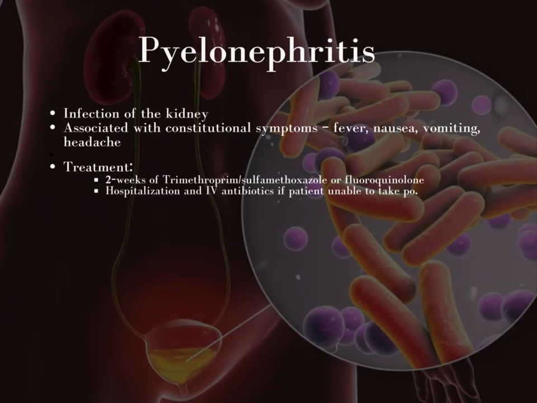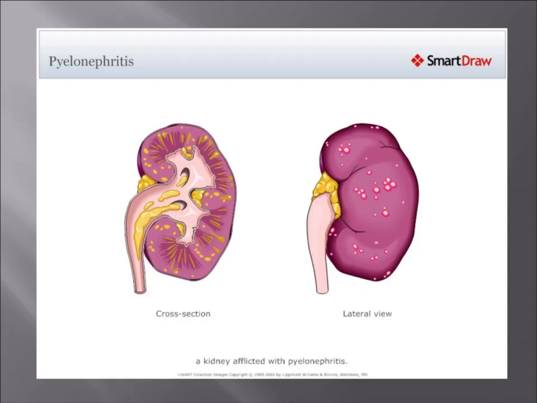Then coming to pyelonephritis, that is infection of the kidneys associated with constitutional symptoms like fever, nausea, vomiting and headache. Coming to the treatment: 2 weeks of trimethoprim and sulfamethoxazole or a fluoroquinolone. Then hospitalization and IV antibiotics if the patient is unable to take oral medication. Here we can see the picture of a kidney affected with pyelonephritis, that is inflammation of the kidney.